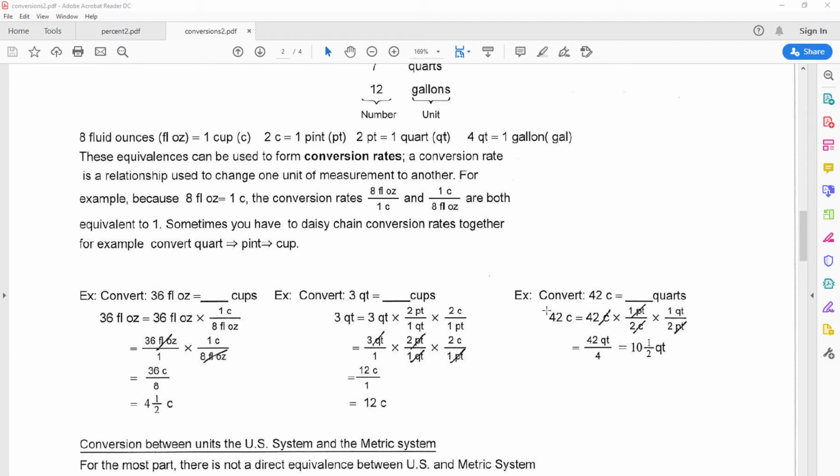Next one is here we have 42 cups is equal to so many quarts. We don't have a direct relationship, but we can daisy chain some things together. We can go from cups to pints, and then from pints to quarts. So I'll set it up to where cups cancel and replace with pints, and then pints cancel and replace with quarts. Now when I multiply it out here, cups cancel out and pints cancel out. I'm left with just something in quarts. 42 over 4 quarts, which is 10 and a half quarts.